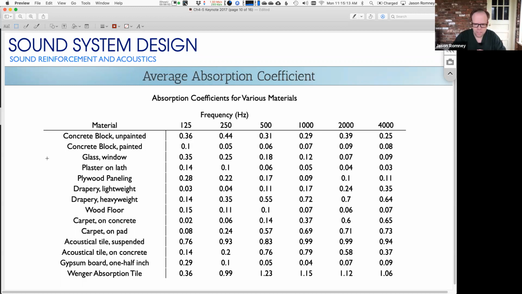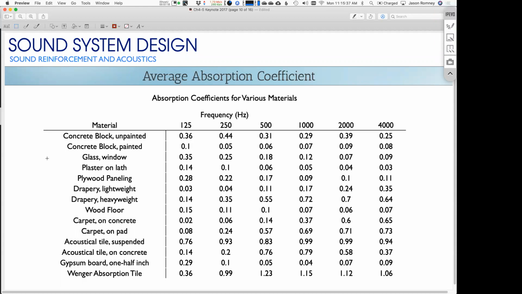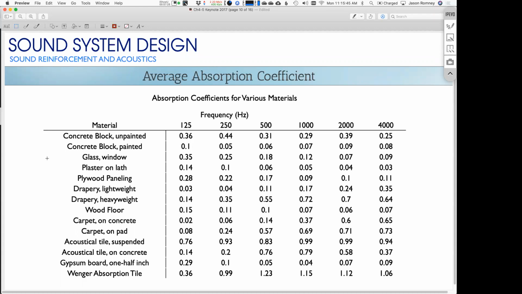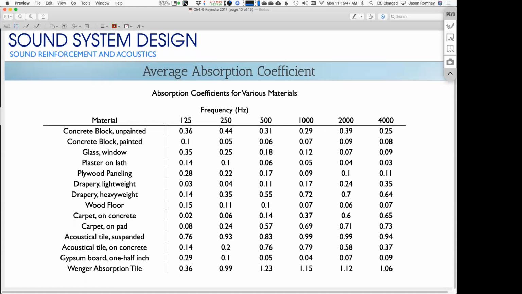Okay, so let's talk about this one that Lance has, where he noticed that in that Wenger absorption tile, it's claiming an absorption coefficient of 1.23 at 500 hertz. Let's just wrap our heads around what that means. They're claiming that this thing can absorb 123% of the energy that hits it. Yeah, that can't possibly be. No, I totally buy it. It's stealing energy from the air. Right. Absorbs light too.